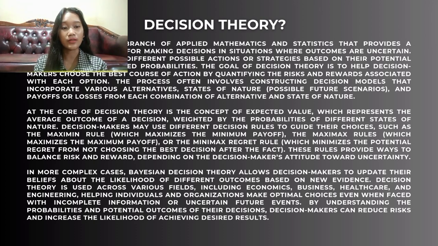Decision makers may use different decision rules to guide their choices, such as maximize the maximum payoff or the minimax regret rule, which minimizes the potential regret from not choosing the best decision after the fact. These rules provide ways to balance risk and reward, depending on the decision maker's attitude toward uncertainty. In more complex cases, Bayesian decision theory allows decision makers to update their beliefs about the likelihood of different outcomes based on new evidence.